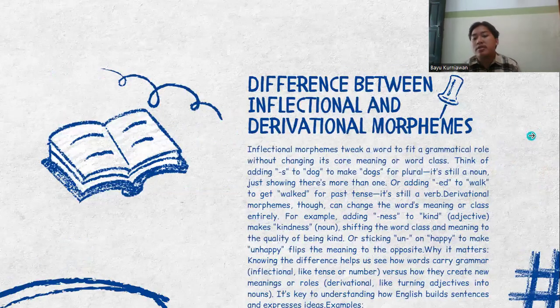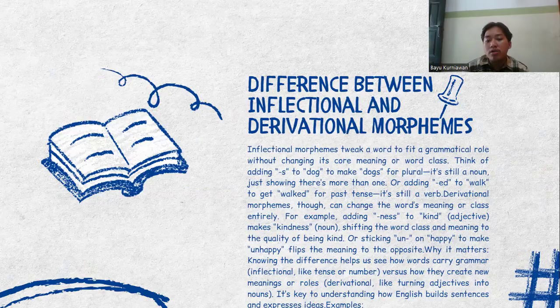The first one is the difference between inflectional and derivational morphemes. Inflectional morphemes tweak a word to fit a grammatical role without changing its core meaning or word class. Think of adding s to dog to make dogs, but plural is still a noun, just showing there's more than one, or adding ed to work to get worked for past tense, which is still a verb. Derivational morphemes, though, can change the word's meaning or class entirely.